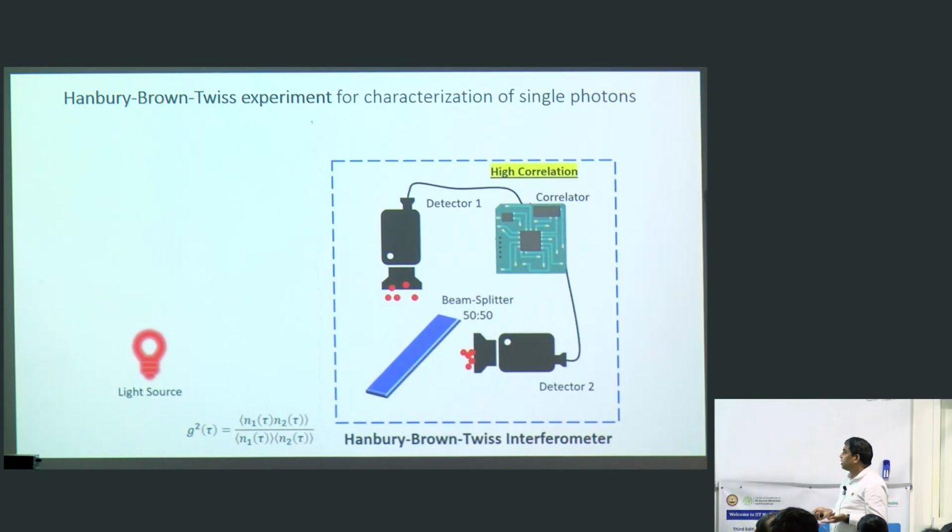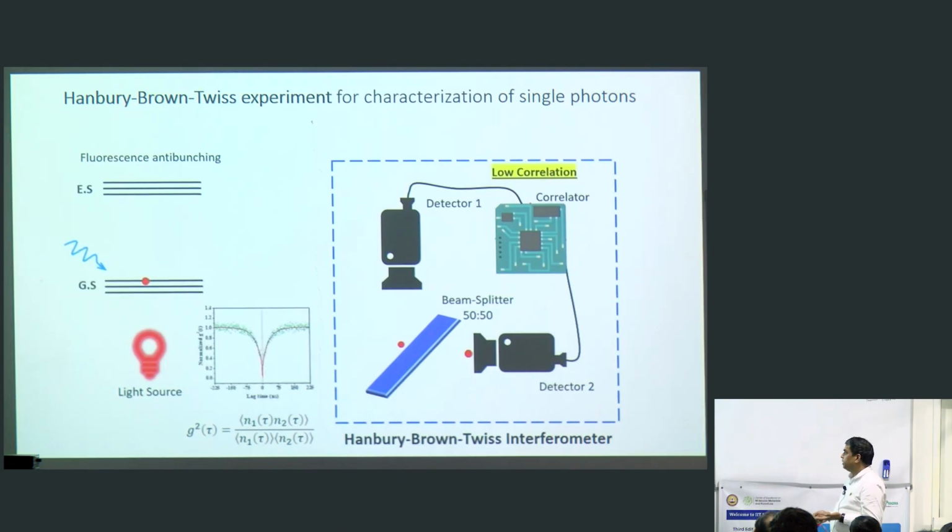So in that case, if we have a single photon coming, either it will go this way or this way. If you have this correlator, what you will see is that it is coming in either this direction or this direction. This is anti-correlation, and this is anti-bunching, and that gives you the anti-bunching value. So low correlation is defined by this factor. The lower the correlation, the more the single photon emission, and that's what we did.